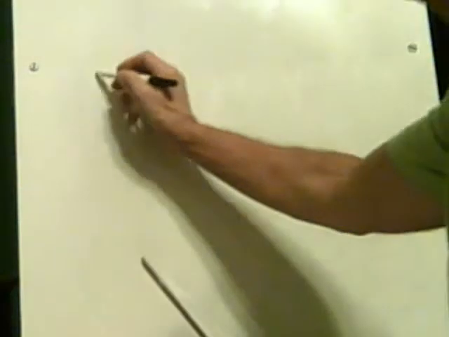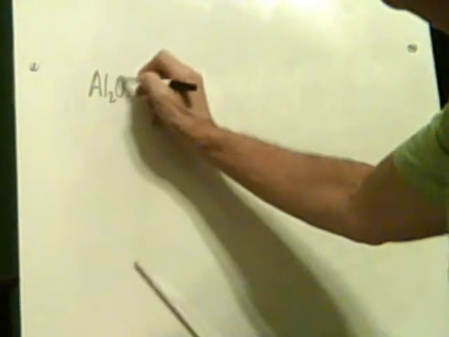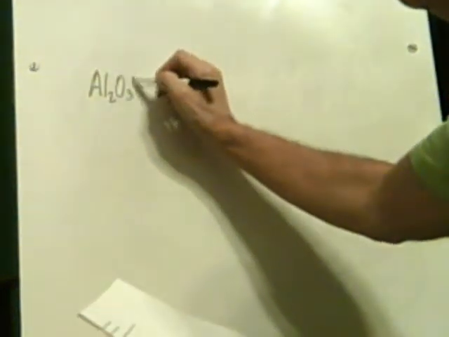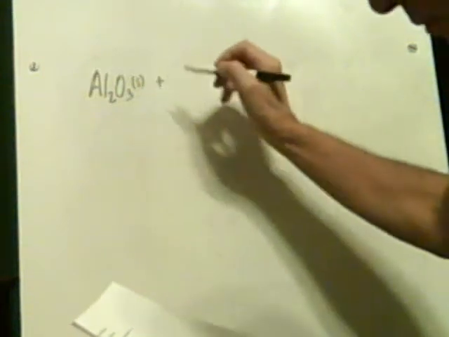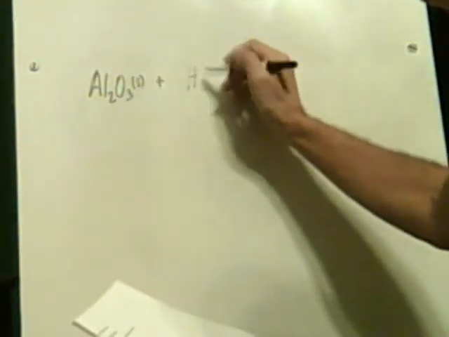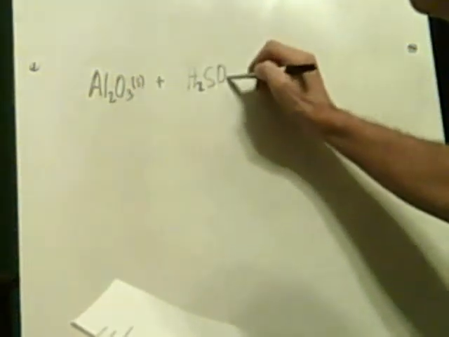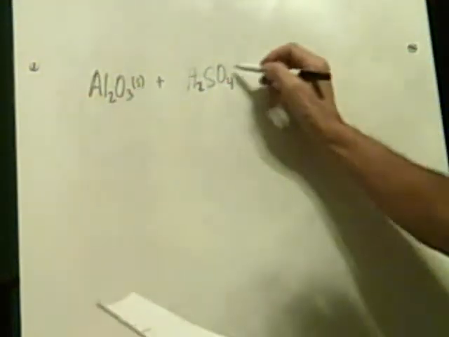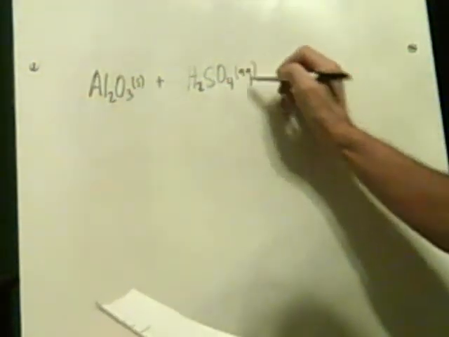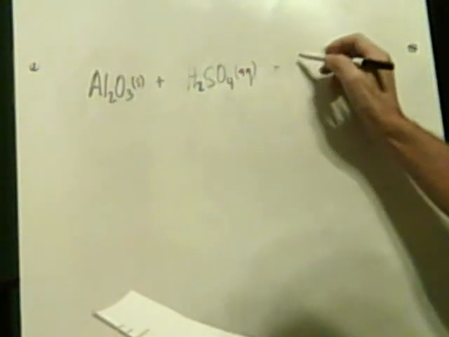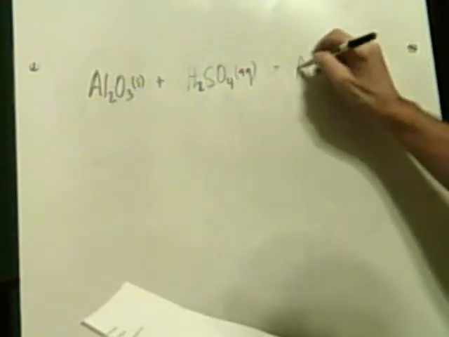Okay, the next one. Aluminum oxide, which is a solid, reacts with sulfuric acid, H2SO4, which is an acid that's aqueous, and this gives aluminum sulfate plus water.